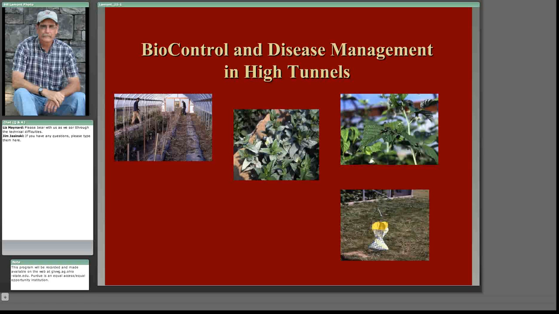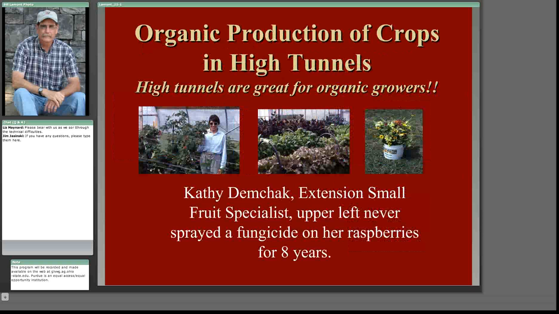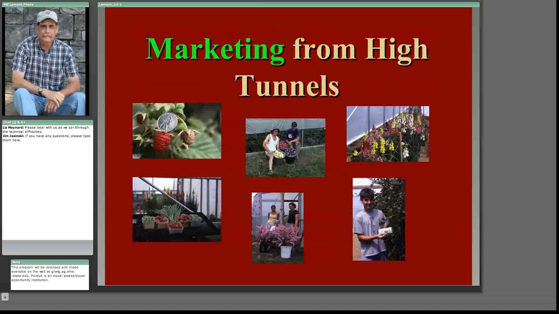Biocontrol and disease management is going to be touched on, but biocontrol really works in high tunnels. Insects eating insects, predators, works great. It really works nice. And organic growers, yeah, if I was an organic grower, I'd be growing in a high tunnel. Take the rain out of it. I have consistency. Kathy Demchek never sprayed a fungicide for 8 years on her raspberries. Marketing, yeah, quarter-size raspberries, quality cut flowers, early vegetables, blackberries, you name it. Red, white, and blue potatoes.